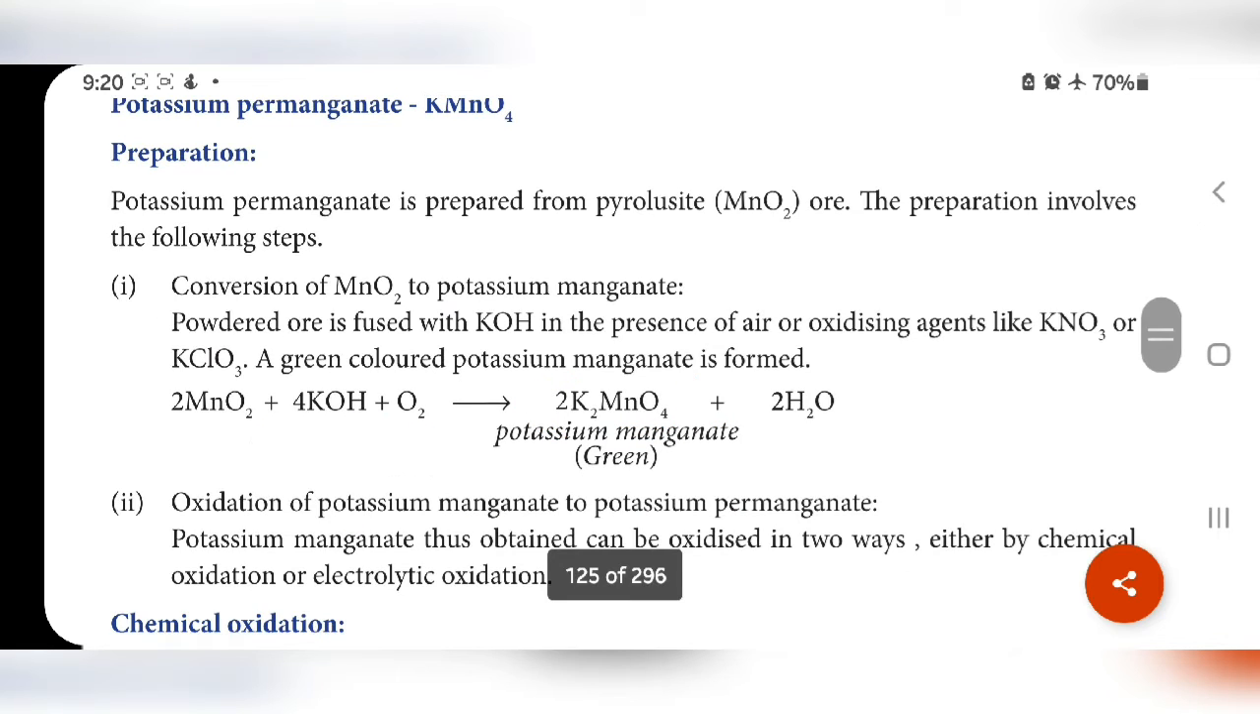Second step, oxidation of potassium manganate to potassium permanganate. The equation is not given. Potassium manganate, that is K2MnO4, can be oxidized in two ways, either by chemical oxidation or electrolytic oxidation.